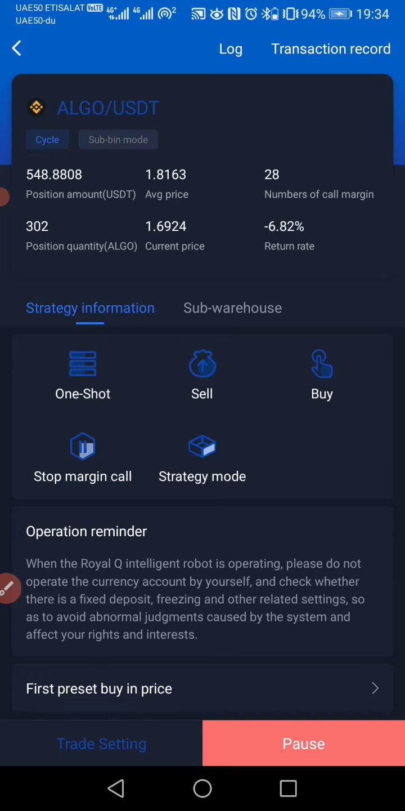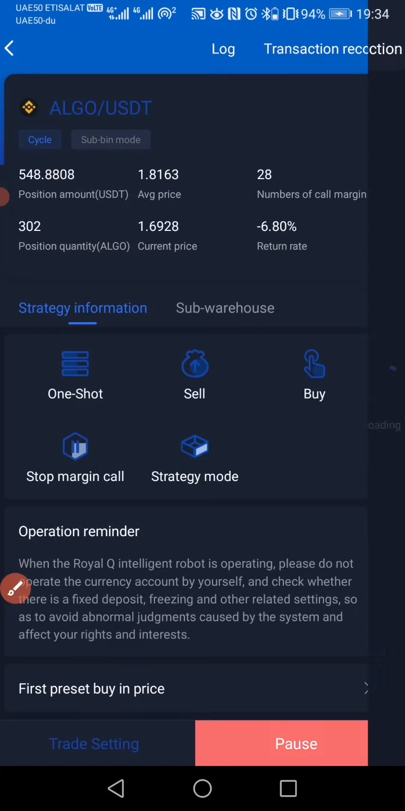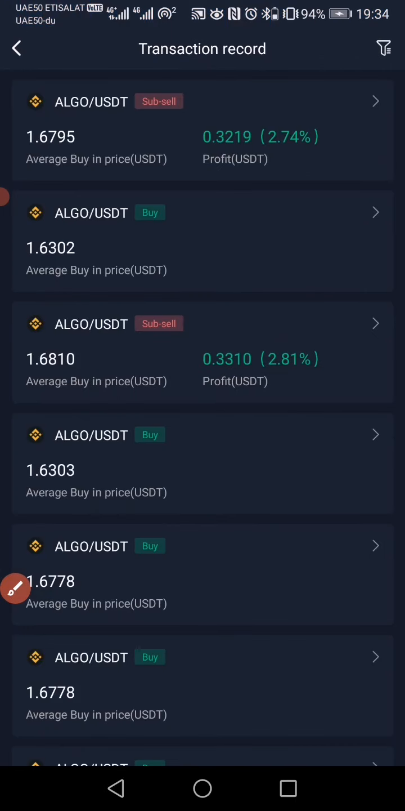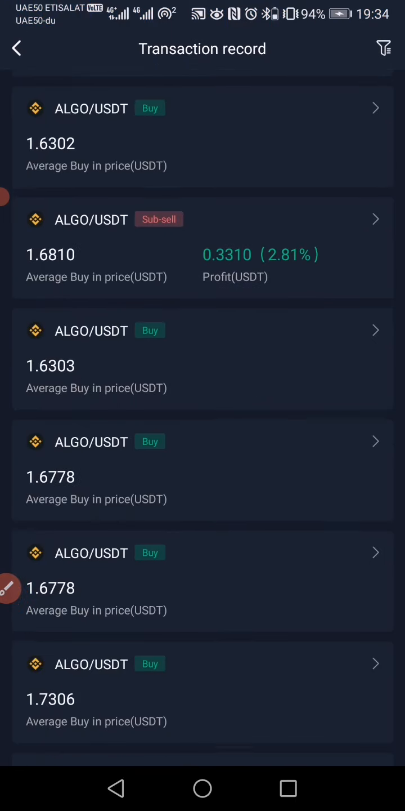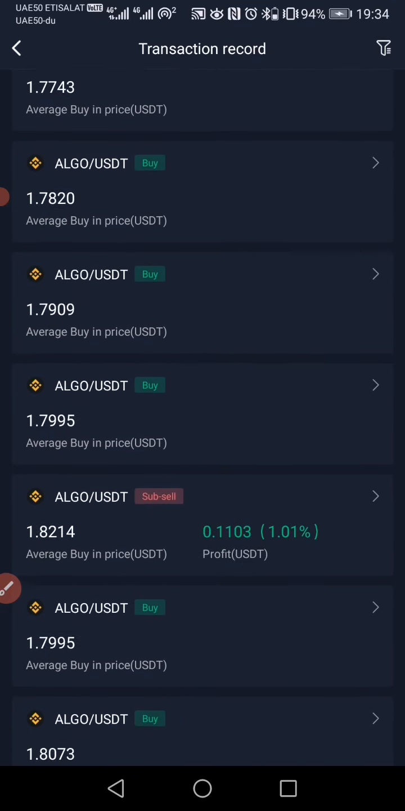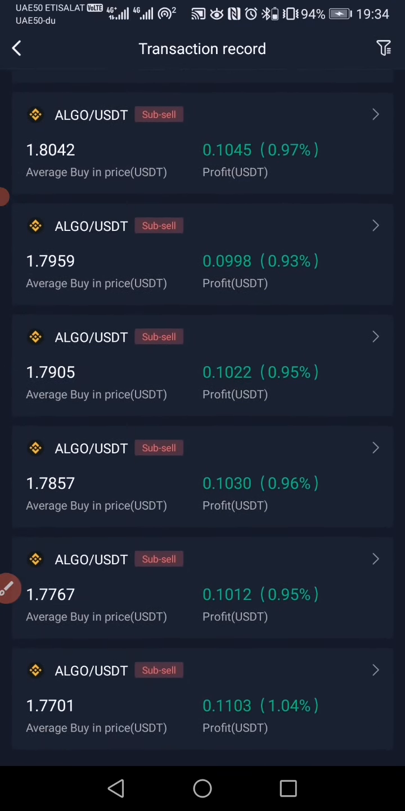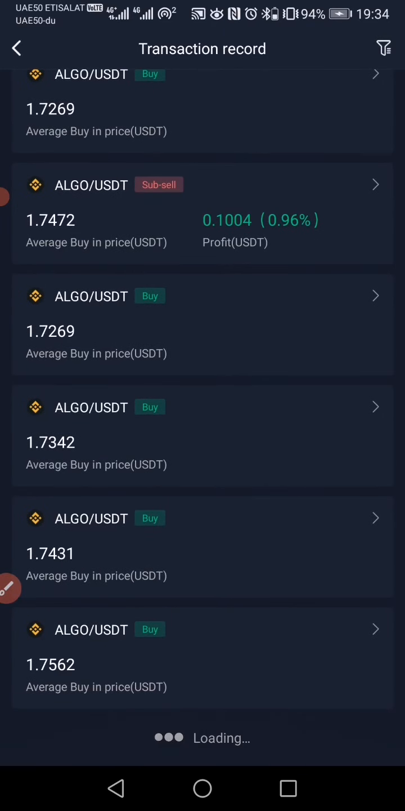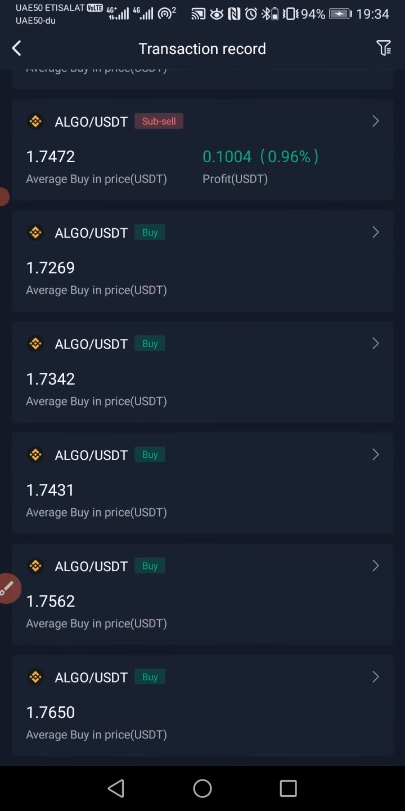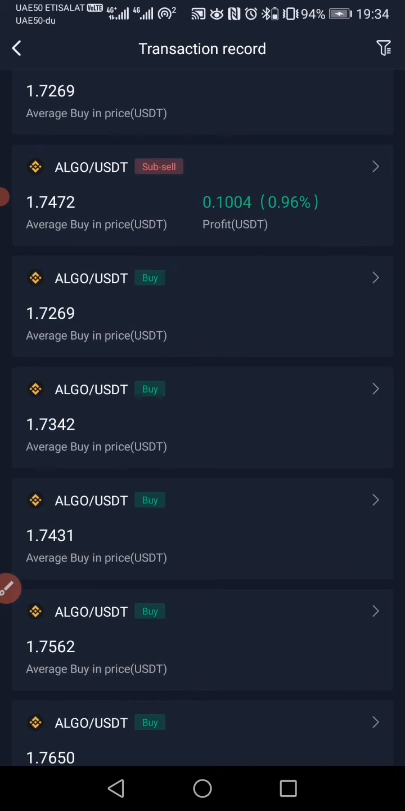So I will go to the transaction record and show you more details of what I'm talking about. If we click on the transaction record, this is the transaction record. You click on it, and you look at ALGO. Let me scroll down and start from a far distance, from an earlier transaction, so that I can show you. Okay, let's say I start from this particular transaction.